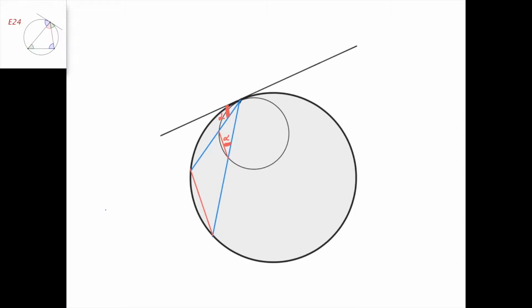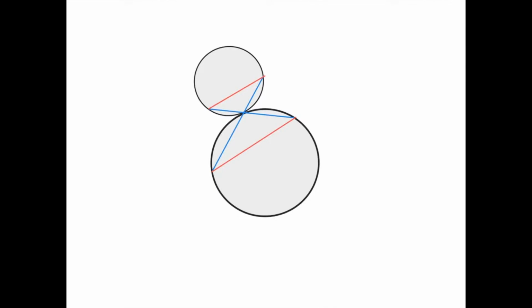Now I'm going to use the alternate segments theorem for this triangle and the large circle. We know that this angle corresponds to this arc of the large circle, which corresponds to this angle. And therefore, this angle equals this angle from the alternate segments theorem. And now that this angle is alpha and this angle is alpha, we can conclude that this line is parallel to this line.